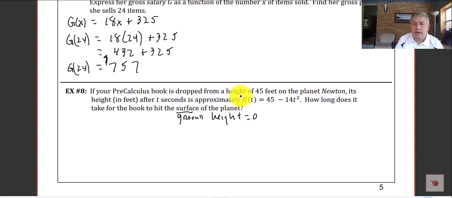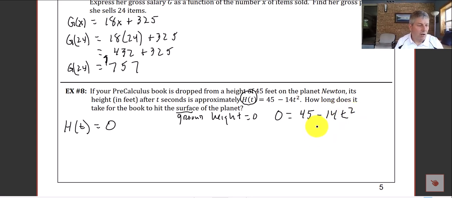h of t, our height, is with respect to time, so h of t is 0. So now our input is not 0, but our output is 0. We would say 0 equals 45 minus 14t squared, and then we want to solve for t. So add 14t squared to both sides, it equals 45. Divide by 14, and we get t squared equals 45 over 14.